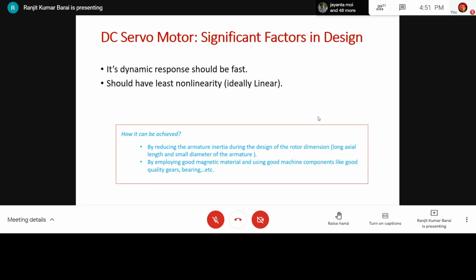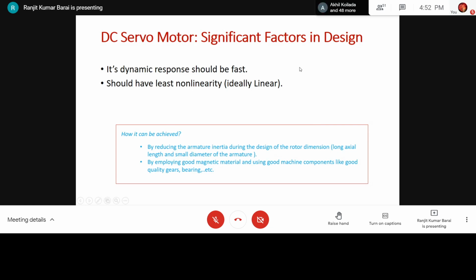Number two, the machine components like gear and bearing should be accurate, the more accurate gearing, because for speed reduction we quite often use a gear train. So gears, bearings and other mechanical equipment should be such that they don't have nonlinearity. Okay, so these are the significant factors that make a DC servo motor special compared to the ordinary DC motor.